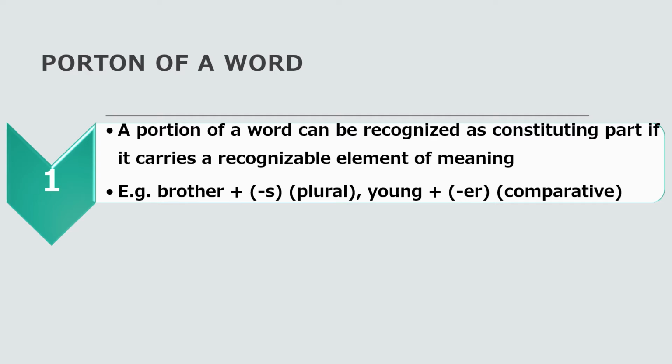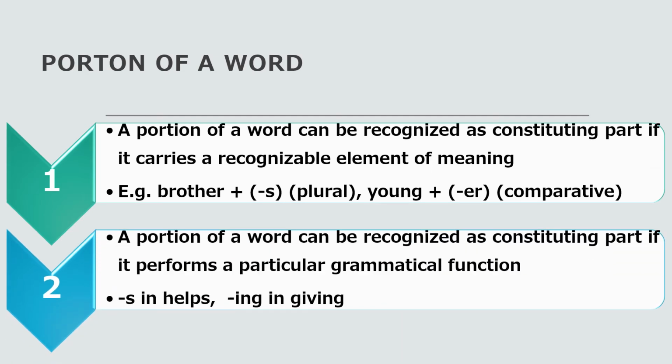For example, the part -s in brothers gives an extra meaning of plural, and the part -er in younger also gives an extra meaning of comparative. So we can be sure that the -s in brothers and the -er in younger are regularly used parts in the English language. And the second criterion for regularity is not based on meaning, but on grammar.